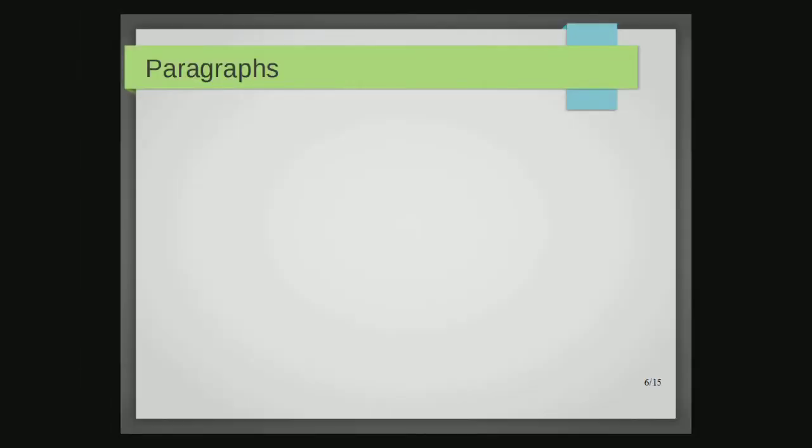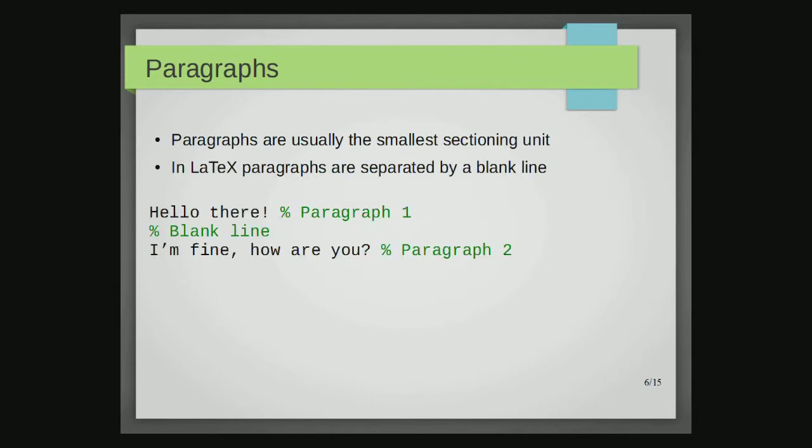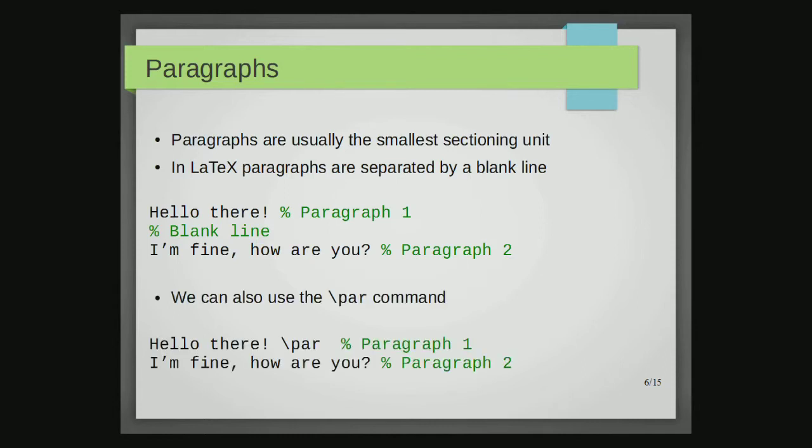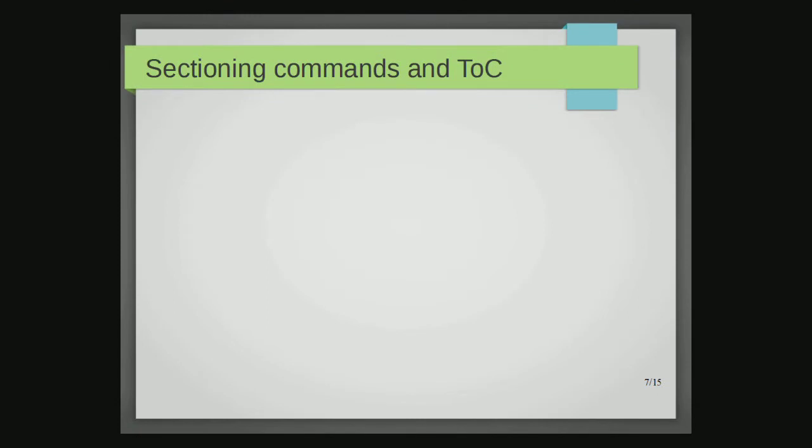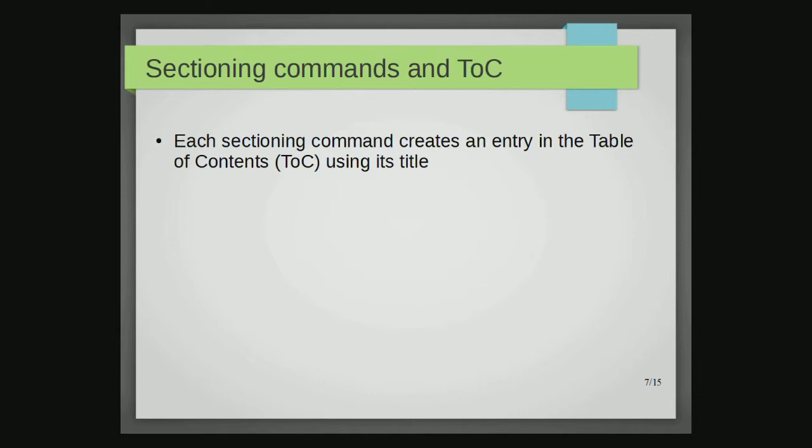While subparagraphs do indeed exist in the hierarchy of sections in a LaTeX document, usually paragraphs are the smallest sectioning unit. In LaTeX, paragraphs are separated by a blank line, as we can see in the example. We can also trigger the generation of a new paragraph by using the \par command, in which case we do not need a blank line. Likely one of the most useful features of LaTeX is that every sectioning command creates an entry in the table of contents by using its title or the optional table of contents entry.